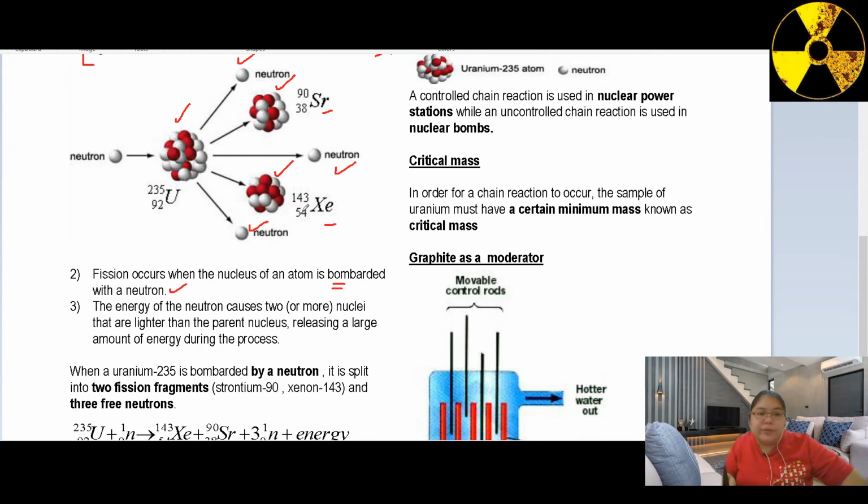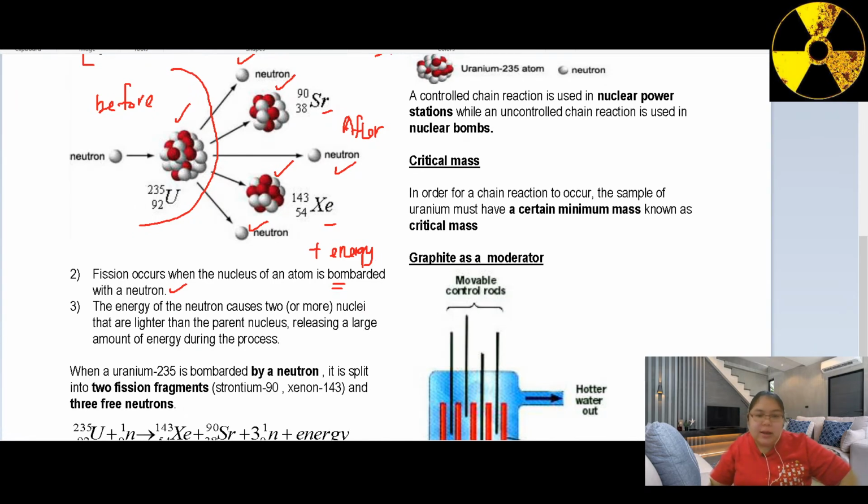So this one we call the process. This is before: the neutron bombards the heavy nucleus. This is after: 2 lighter nuclei are produced, and either 3 or 2 neutrons come out together, and one more, don't forget, a large amount of energy. That's why we call this nuclear energy.